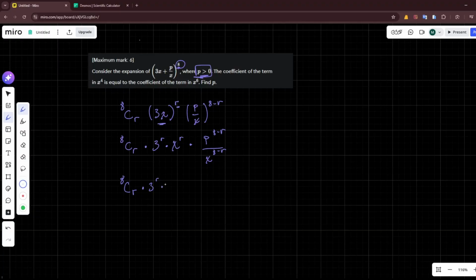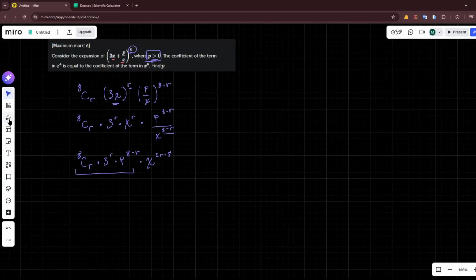So 8 choose r, 3^r, p^(8 minus r). I'm just getting all of the coefficient pieces together. Separately, we're going to combine the x terms. Since this is a power on the bottom, we can think of this as x^r over x^(8 minus r). Another power rule tells us that we can subtract the power on the bottom from the power on the top. So that's r minus (8 minus r), because you have r minus 8 plus r, and that's 2r minus 8. So that's our power of x.